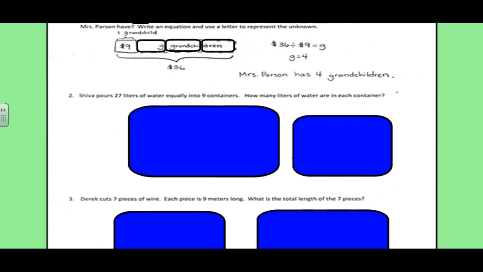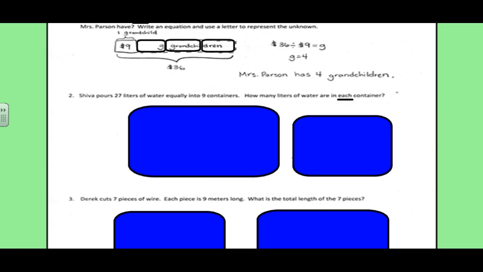Okay, moving on to number 2. Shiva pours 27 liters of water equally into 9 containers. How many liters of water are in each container? Well, this one right here, we know the total amount of liters, and we know how many containers. So are we multiplying or are we dividing? We are dividing because they gave us the total. And you also see this key word right here that says each. And when we see that, we are thinking of division.